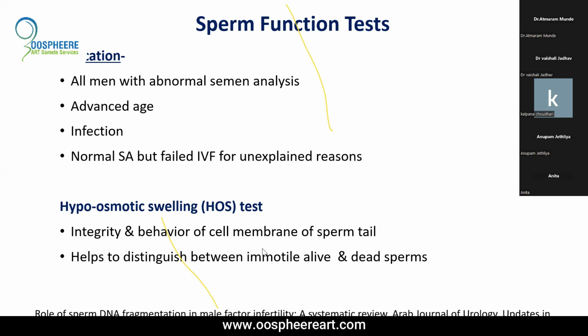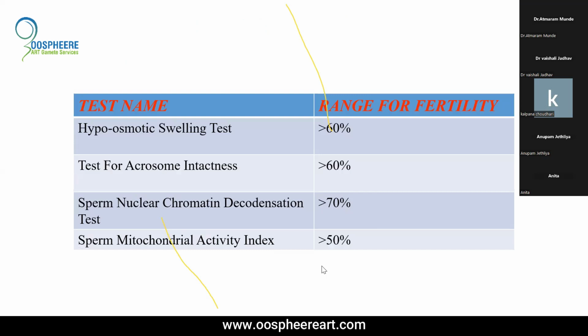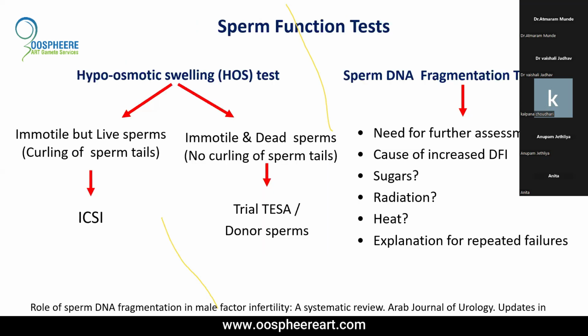It can be immotile but live sperm. So in the hypoosmolar sperm function test, it can be immotile but live. When you do the test, the tail will curve. The embryologist can pick up this sperm, which we'll talk about next time, or if immotile and dead sperm, only then can you do a trial TESA or use donor insemination.